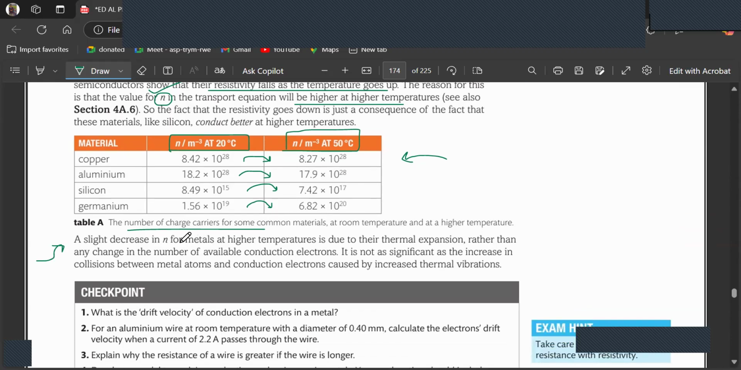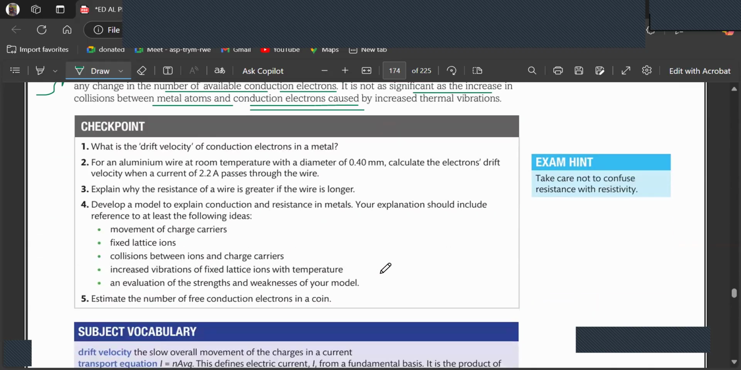There is a slight decrease in N for the metals at higher temperatures due to their thermal expansion, rather than any change in the number of available conduction electrons. It is not as significant as the increase in collisions between metal atoms and the conduction electrons caused by the increased thermal vibrations. Got it?